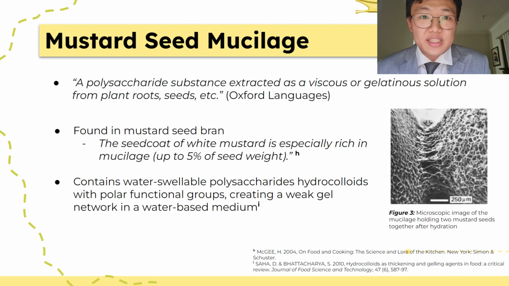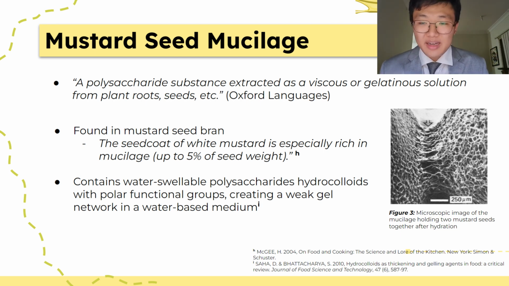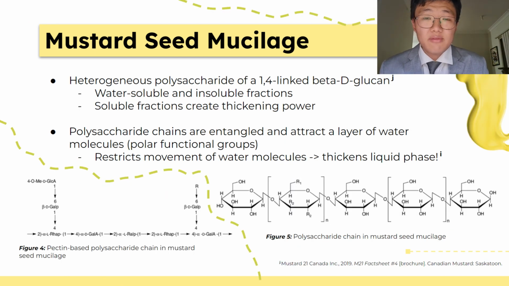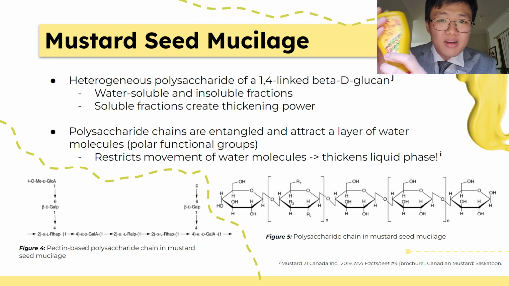Mustard seed mucilage is a soluble polysaccharide found in the seed bran with strong thickening properties and a water-soluble hydrocolloid with polar functional groups, which creates a weak gel network in a water-based medium. The mucilage is composed of water-soluble and insoluble fractions. At high concentrations, the water-soluble chains become entangled and their polar functional groups attract water molecules, thus restricting water movement and increasing the viscosity of the liquid phase.